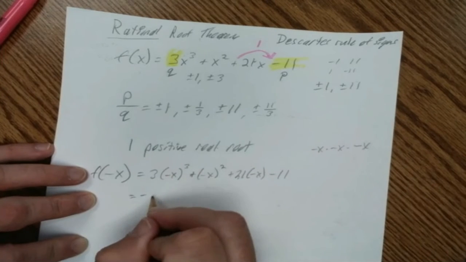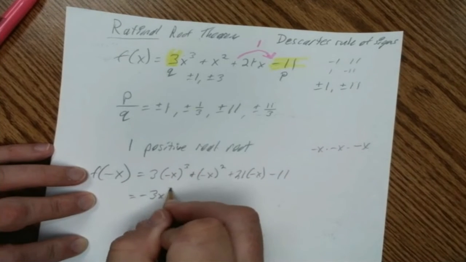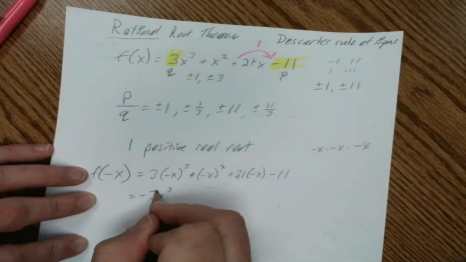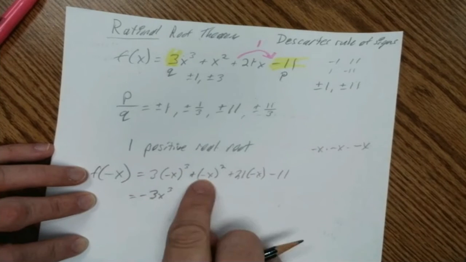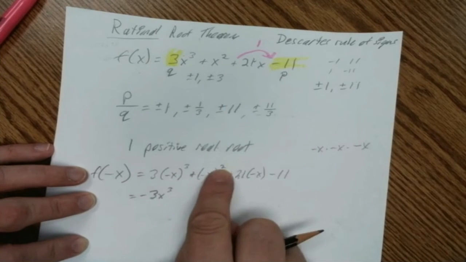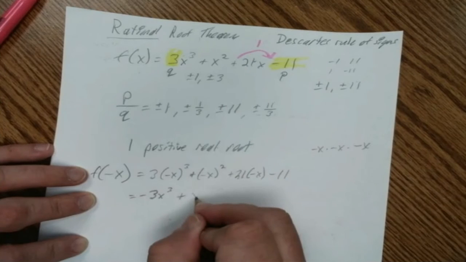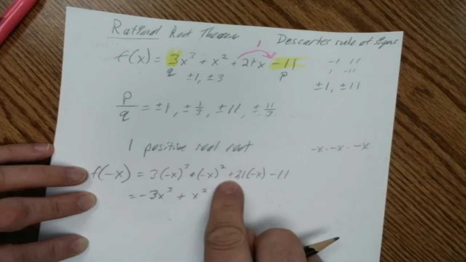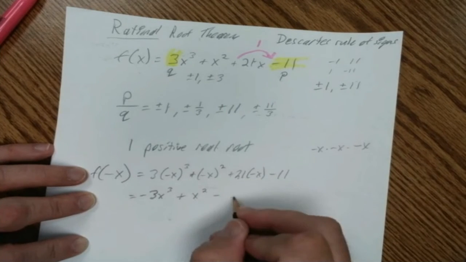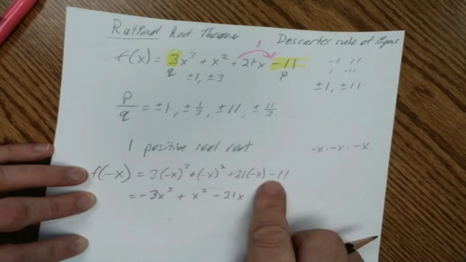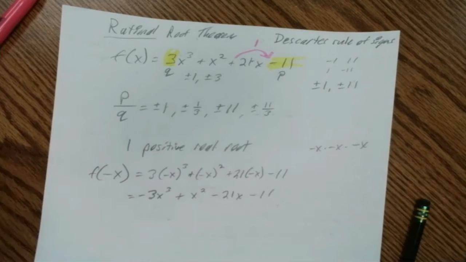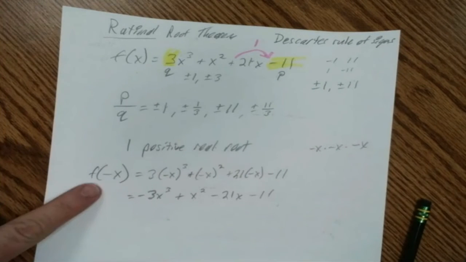So that's -3x to the third power, right? Because that's a negative. -x squared becomes positive again, so this is still just positive x squared. A positive 21 times a negative x is a negative 21x. And then we still have the -11. So how many sign changes are there when we use -x?